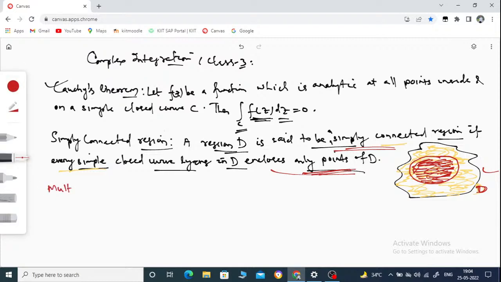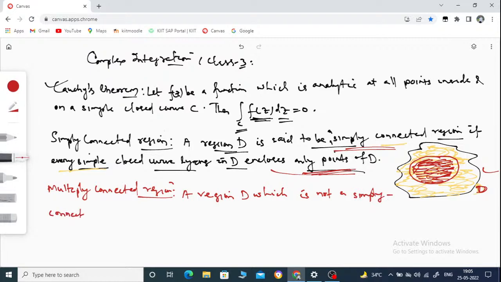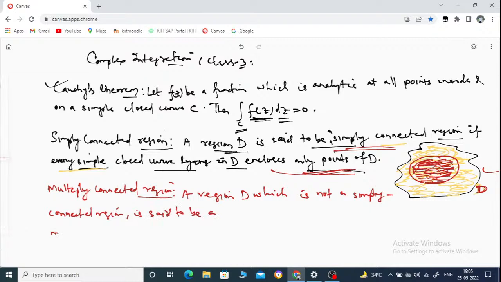Similarly, what is a multiply connected region? A region D which is not simply connected, which is not a simply connected region, is a multiply connected region.